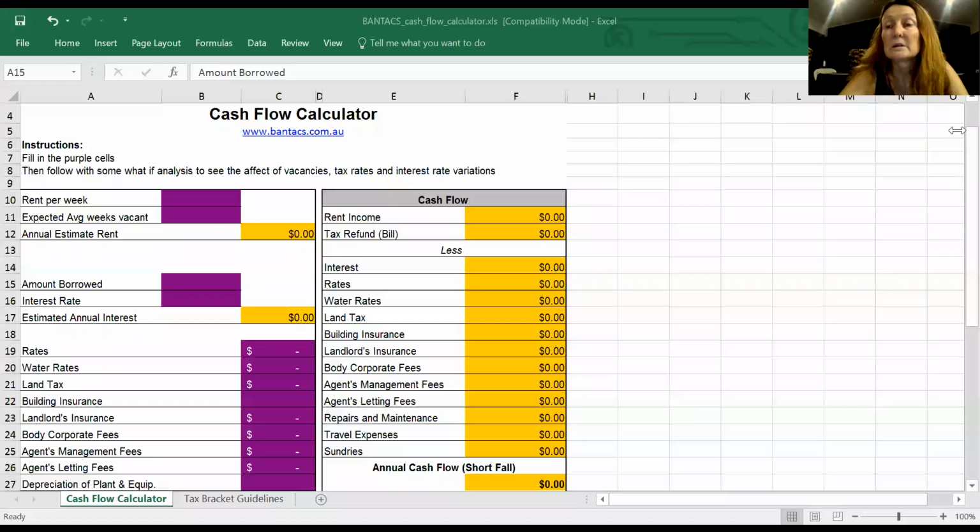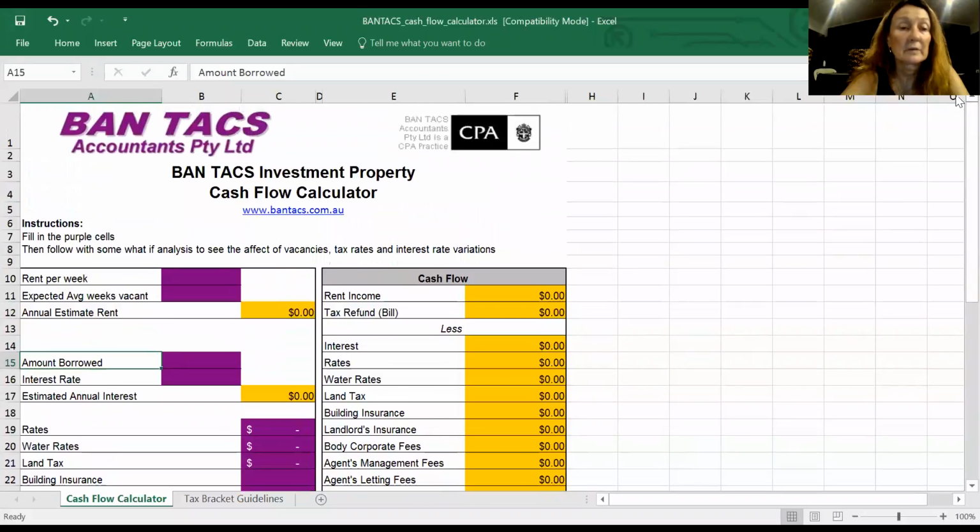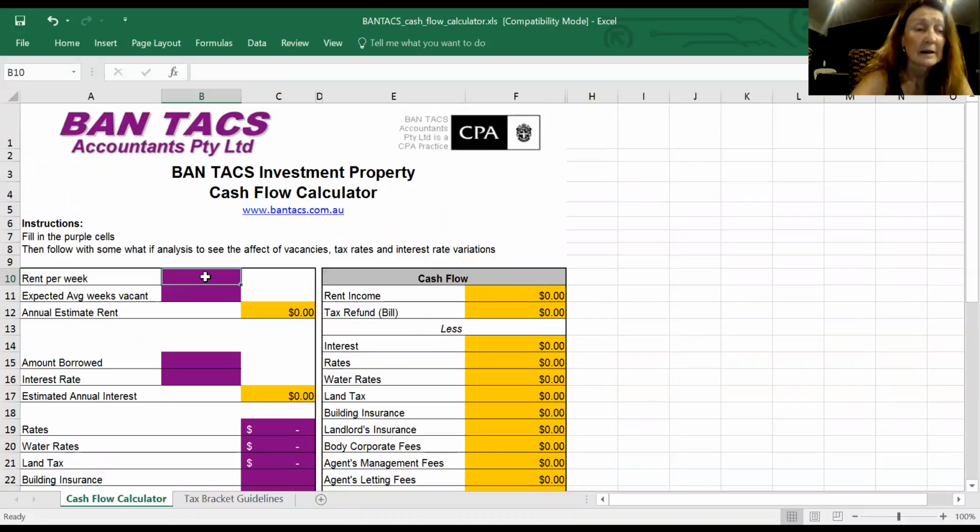We'll just put in some figures that we can, as a typical example. Now, later on, I'll talk to you about how to find out what the likely rent the property will earn is. That's a future webinar. So let's just assume $450 a week rent and maybe 2 weeks vacancy. Then the amount borrowed, $500,000. I've got too many there.